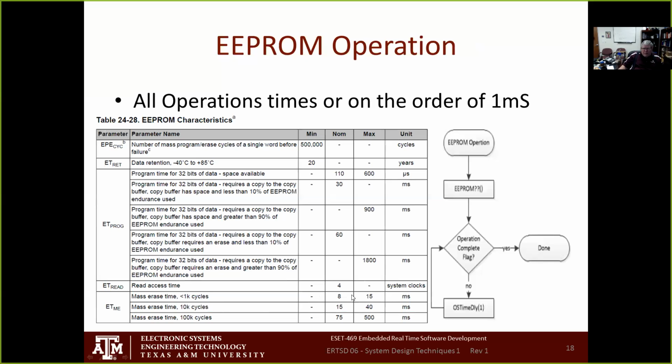For a mass erase, it's going to take somewhere around 15 to 500 milliseconds, depending on how long it's been since the last programming cycle. So if we're thinking about things on the order of milliseconds, that's usually good enough on the EEPROM. So whatever EEPROM operation we're performing, we're going to perform that operation, and then check to see if it's complete. But we're going to wait for a millisecond before we check it again, because there's no sense checking it more quickly than a millisecond.